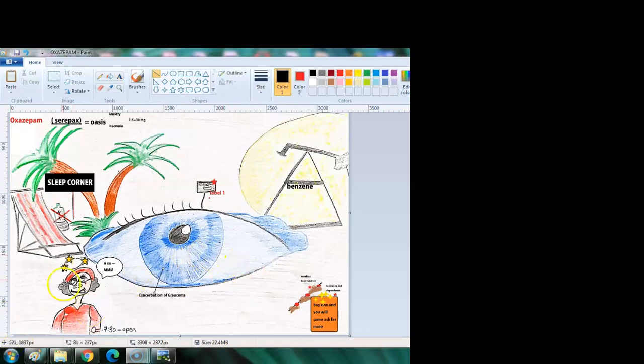The oasis in this picture looks like an eye, and this should remind us of the fact that in patients having narrow angle glaucoma, while taking this medication, there is an increased risk of exacerbation.